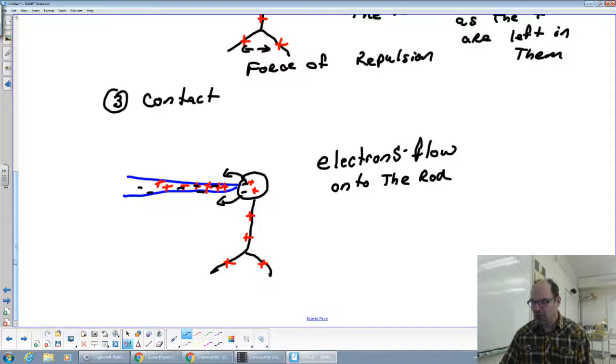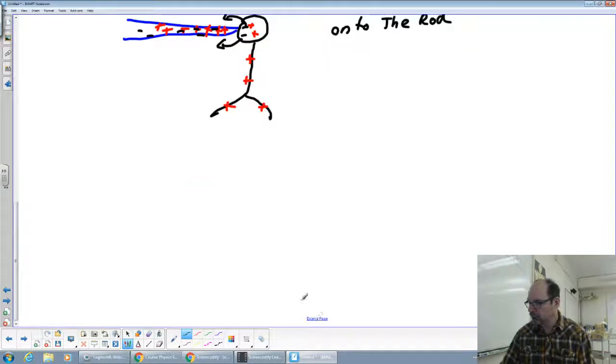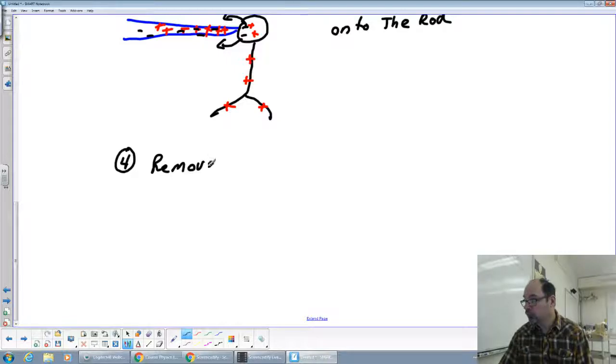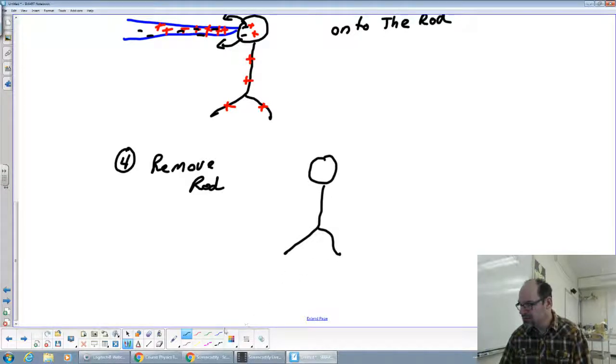So when we remove the rod in 4, okay, the rod has a few extra electrons on it. The electroscope is still charged, and it's charged positively because it has 1, 2, 3, 4, 5, 6 of those charges, and only maybe 2 of these left. So now it's positively charged.